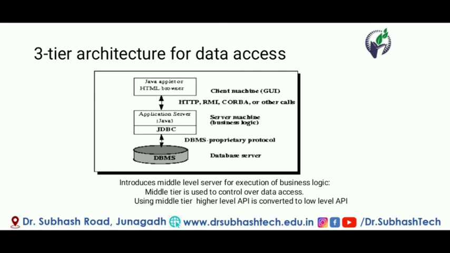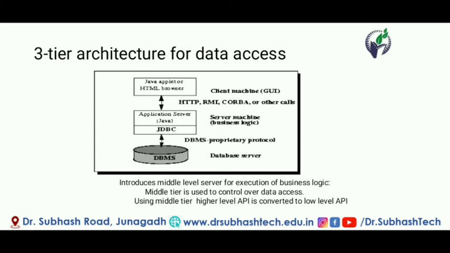So there is a server machine to connect with the application and your database. Then the JDBC API also resides at the application server side. And the last one is the database server part, which is used to connect with that application server in JDBC.